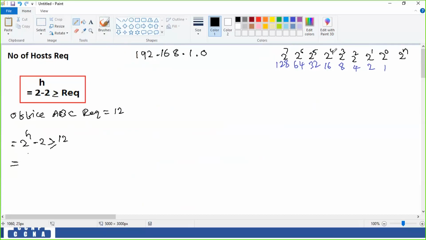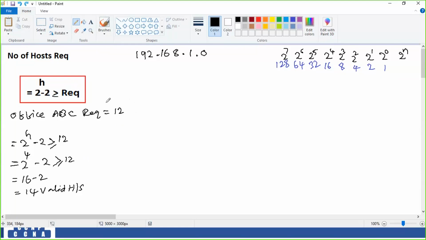Can I use 2 power 3? No, 2 power 4. So 2 power 4 minus 2: 2 power 4 is 16, 16 minus 2 is 14. What is 14? Valid hosts per subnet. But what is my requirement? 12. From 14, can we use 12?